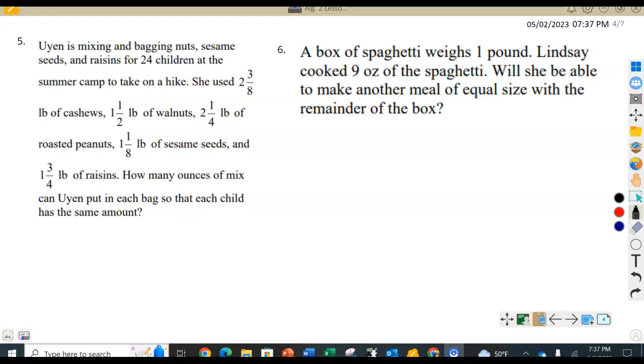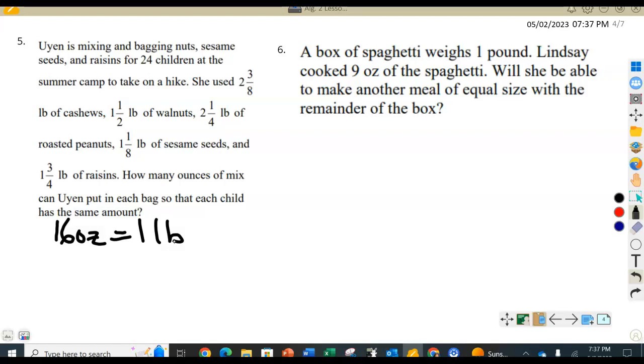Okay, so the first thing you need to notice is all of these units are in pounds, but it says how many ounces. So the first thing we need to do is find how many ounces are in a pound. So 16 ounces equals 1 pound. All right, so then we have to look and see how many total ounces we have, and then divide that by the number of kids that we have.